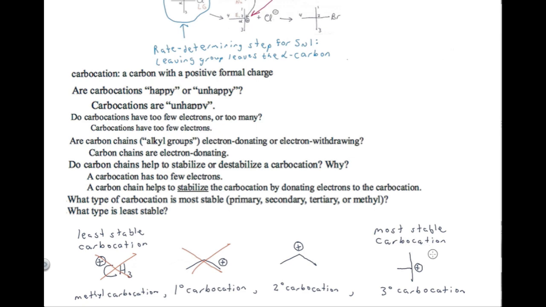Substitution stabilizes carbocations. But remember, that's actually kind of an abbreviation. When we say that, what we mean is substitution with carbon chains stabilizes carbocations. The slogan is substitution stabilizes carbocations, but what that really means is substitution with carbon chains stabilizes carbocations.